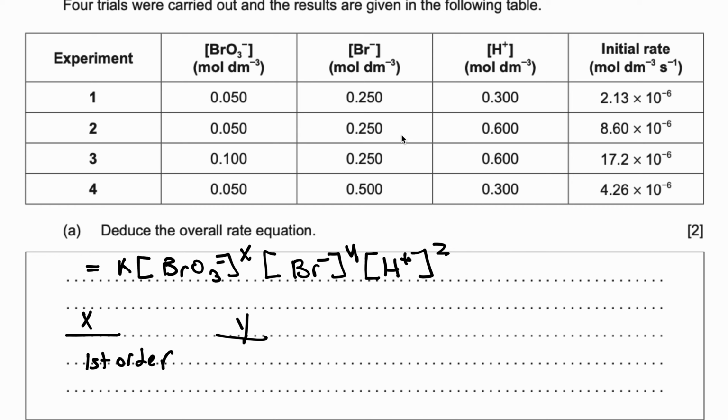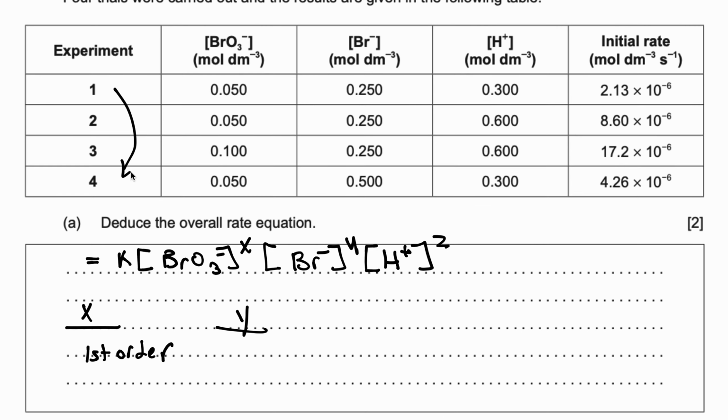I want to double or change the concentration of Br⁻ while keeping the concentrations of the other reactants the same. So let's see. Let's try experiment 1 and experiment 4. Okay, so I can see that clearly the concentration of Br⁻ is doubled, the concentration of BrO3⁻ is kept the same, and the concentration of H⁺ is the same.